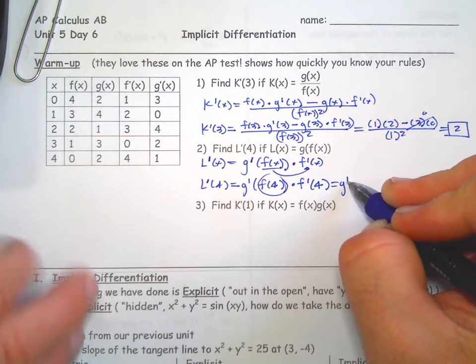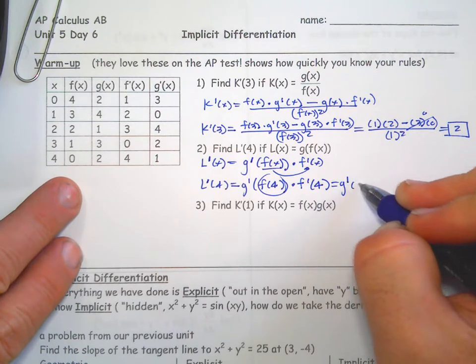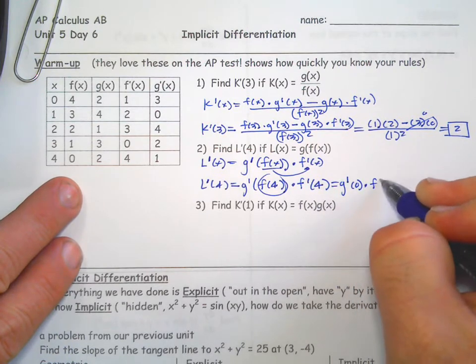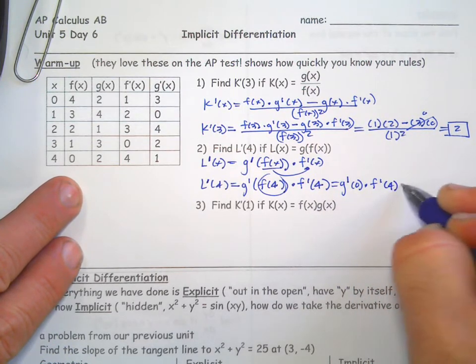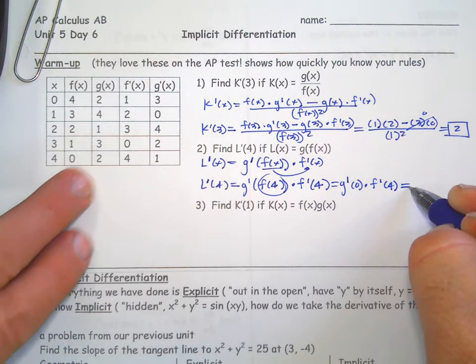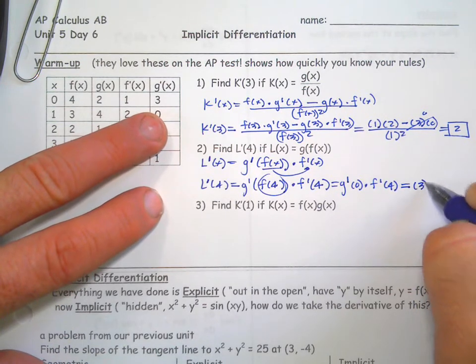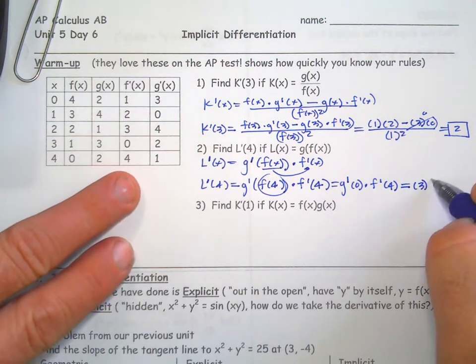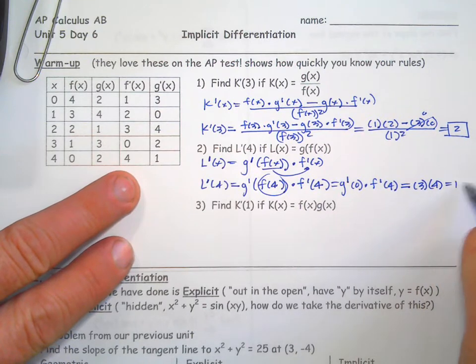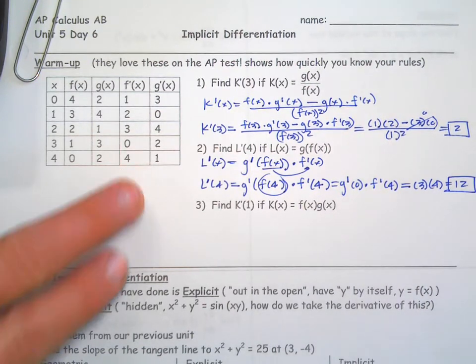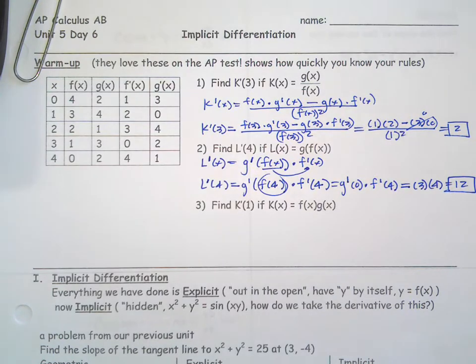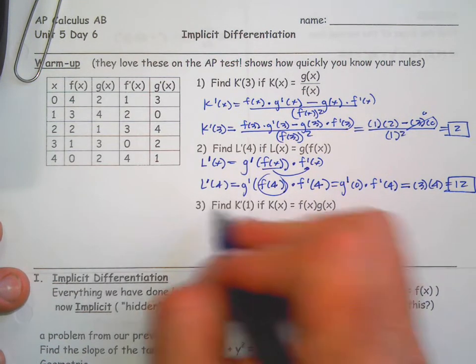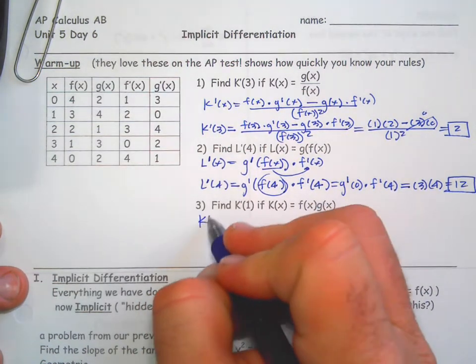F of 4 is 0. And so g prime of 0 is 3. F prime of 4 is 4. And the answer is 12. There we go. Next one, let's go to product rule problem.